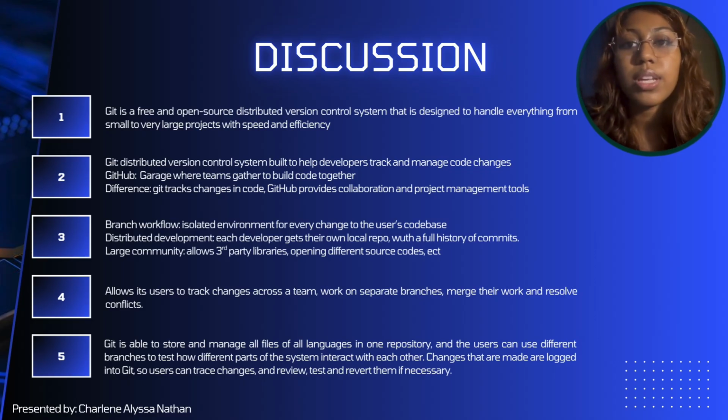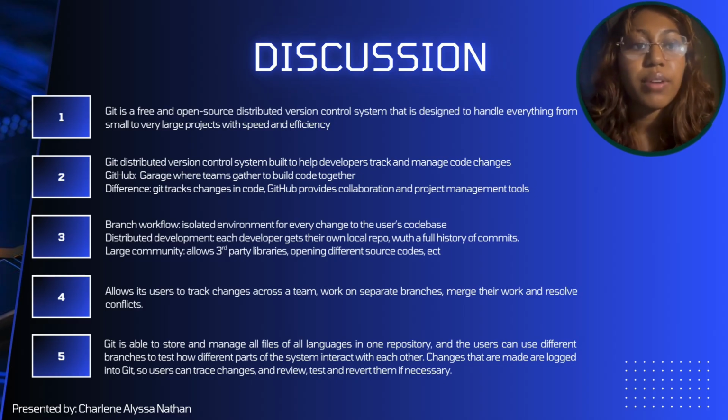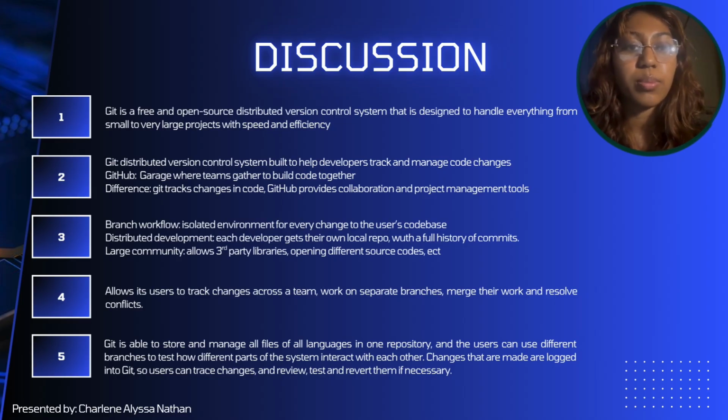Next, number 3. What are the key features and benefits of using Git? One of the key features is the branch workflow, which is an isolated environment for every change to the user's code base. Next is distributed development, which means that each developer gets their own local repository with a full history of commits. And last but not least, it has a large community, which allows third-party libraries, also allows opening of different source codes, and so on.